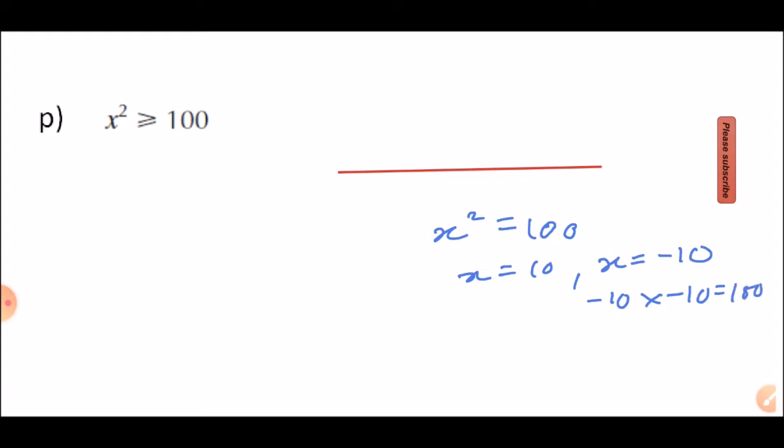The positive solution is very easy, so just square root both sides and we will get x with the same sign, and the square root of 100 is 10. So that's the easy bit. But for the negative bit, write x and minus 10, but we have to flip the sign like this.